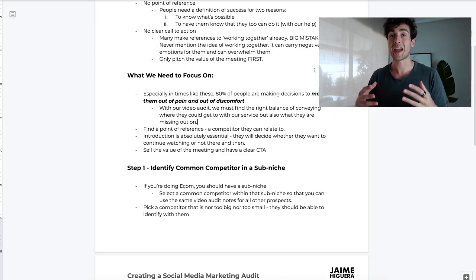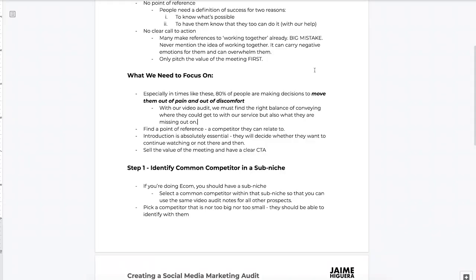And this is very powerful, and it's a way to systemize your video audit creation or your social media marketing audit creation by just purely focusing on one single competitor that you know applies to most brands in that single sub niche that you've picked within the e-commerce sector. So that's really the first thing.